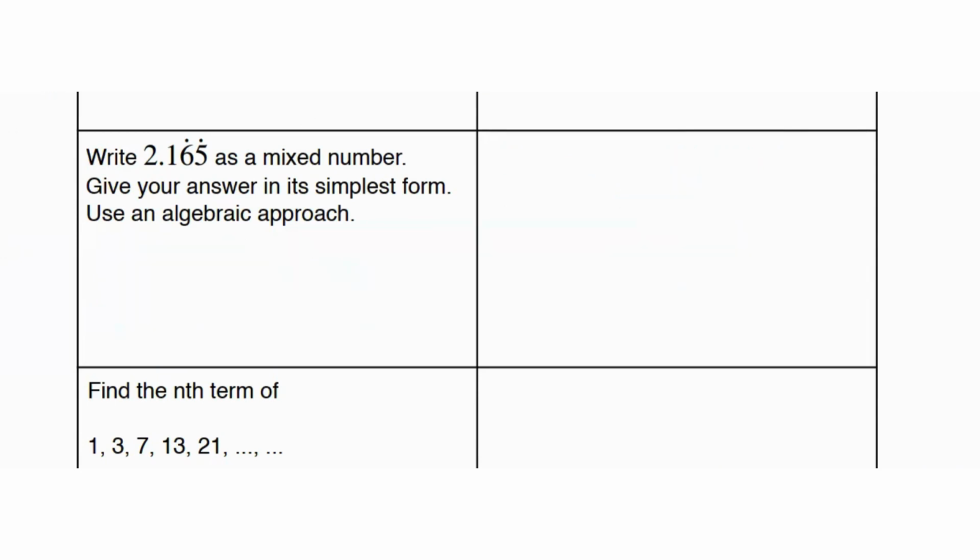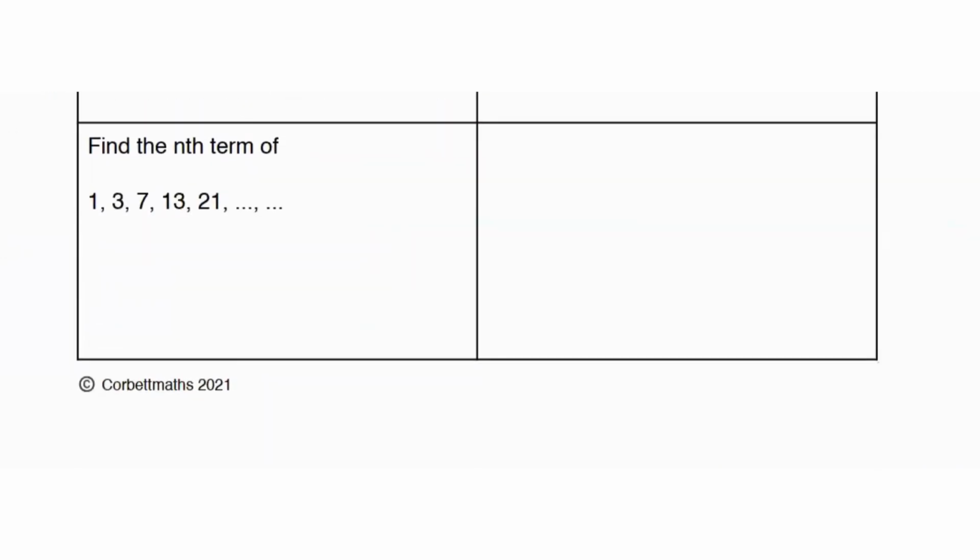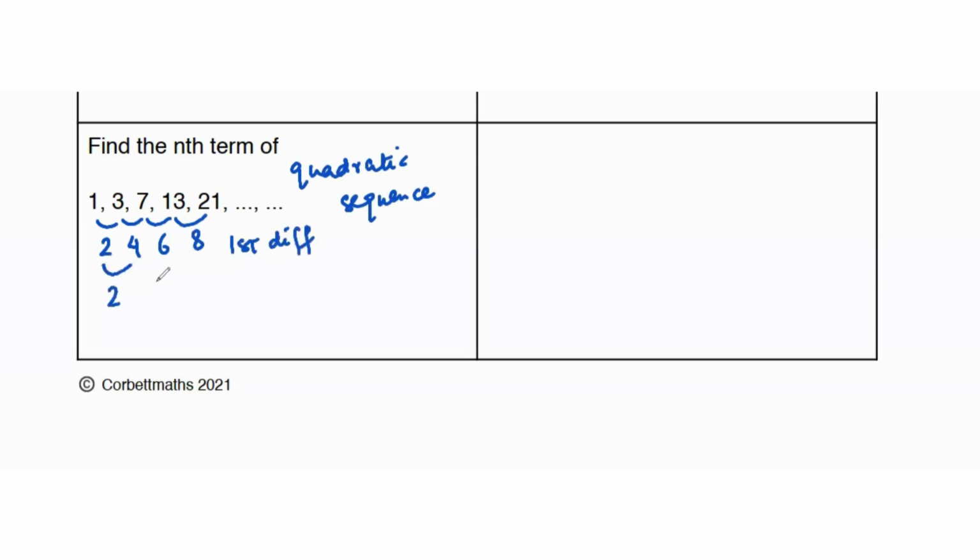Find the nth term for this. 3 minus 1 is 2, 7 minus 3 is 4, 13 minus 7 is 6, and 21 minus 13 is 8. Which means this is a quadratic sequence. Why a quadratic sequence? Because the first difference is not uniform. So this was our first difference. Now I find the second difference. 4 minus 2 is 2, 6 minus 4 is 2, 8 minus 6 is 2. This is our second difference. So the second difference is common.